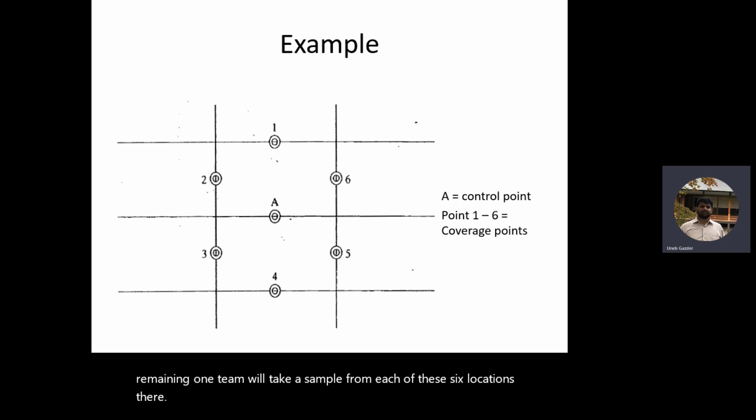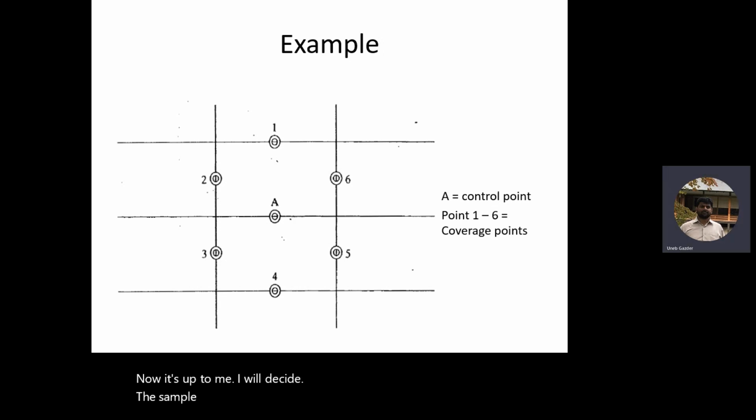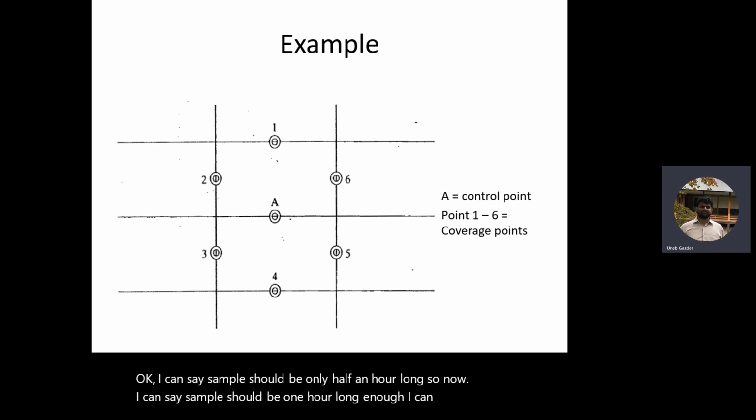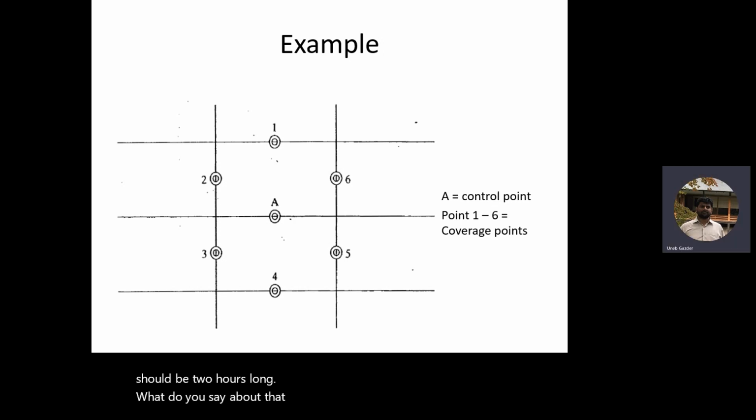Now it's up to me. I will decide how long the sample should be. Okay, I can say a sample should be only half an hour long. It's enough. I can say the sample should be 1 hour long. Enough. I can say the sample should be 2 hours long. What do you say about that? No, because they will not cover all the. If I say 2 hours, then I need for 6 locations 12 hours.